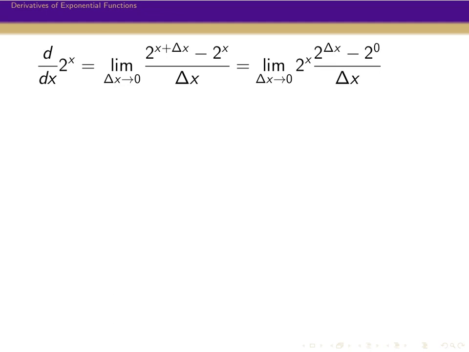Okay, and then this 2 to the x, we can pull this out of the whole limit because it doesn't have any delta x in it anymore. And what we're left with right here, this limit right here, the x is gone. It's only in terms of delta x. So this limit right here doesn't depend on x. In fact, this is the limit we would get specifically if we were trying to find the derivative at 0.